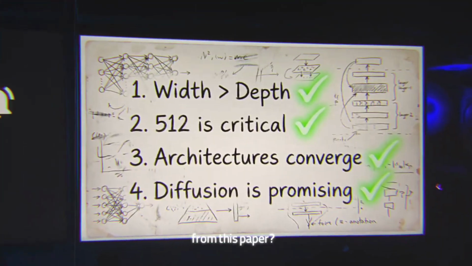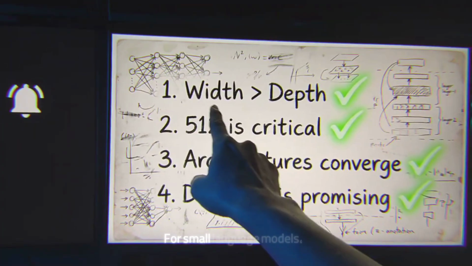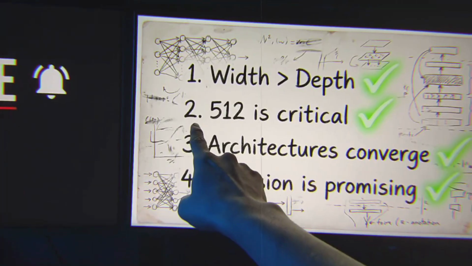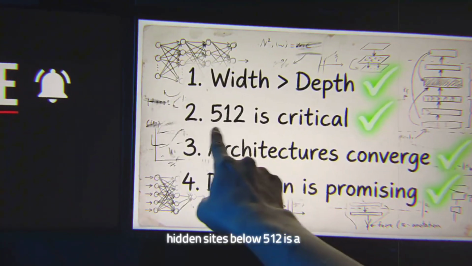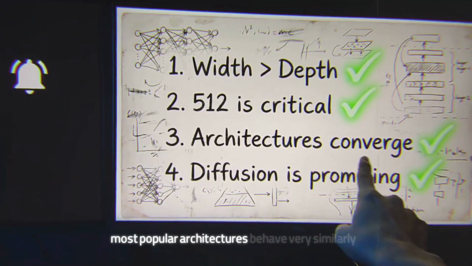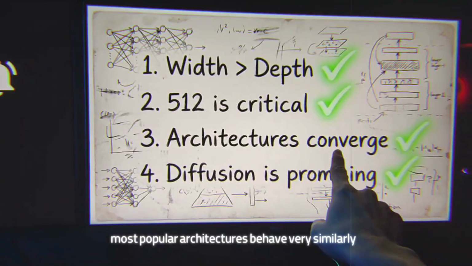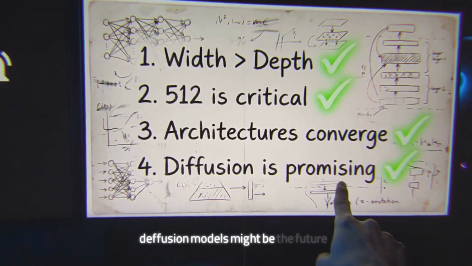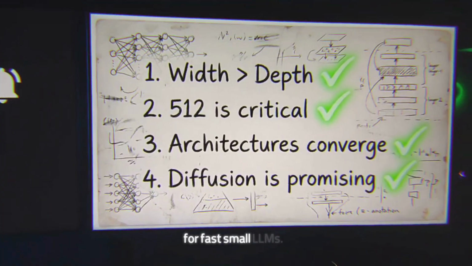Final lesson. So what are the big lessons from this paper? Number 1. For small language models, width matters more than depth. Number 2. Hidden size below 512 is a danger zone. Number 3. Most popular architectures behave very similarly at a small scale. And number 4. Diffusion models might be the future for fast small LLMs.